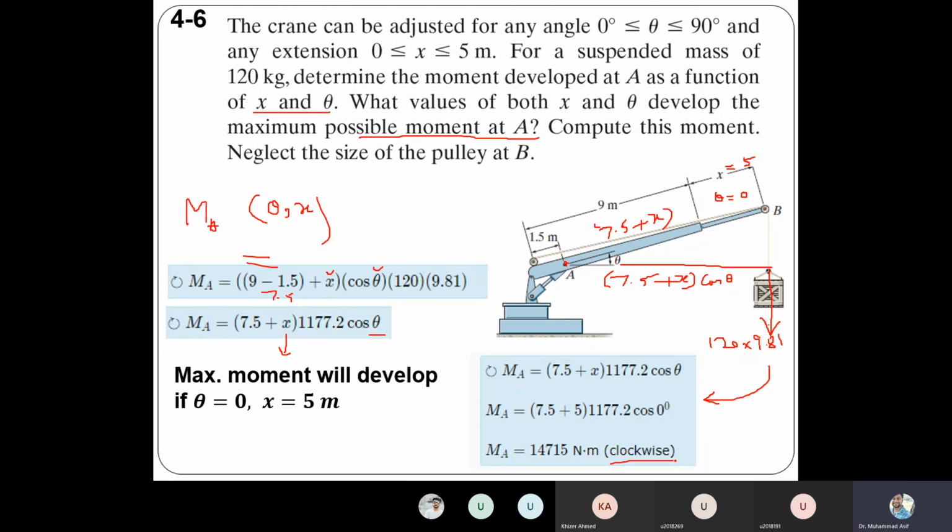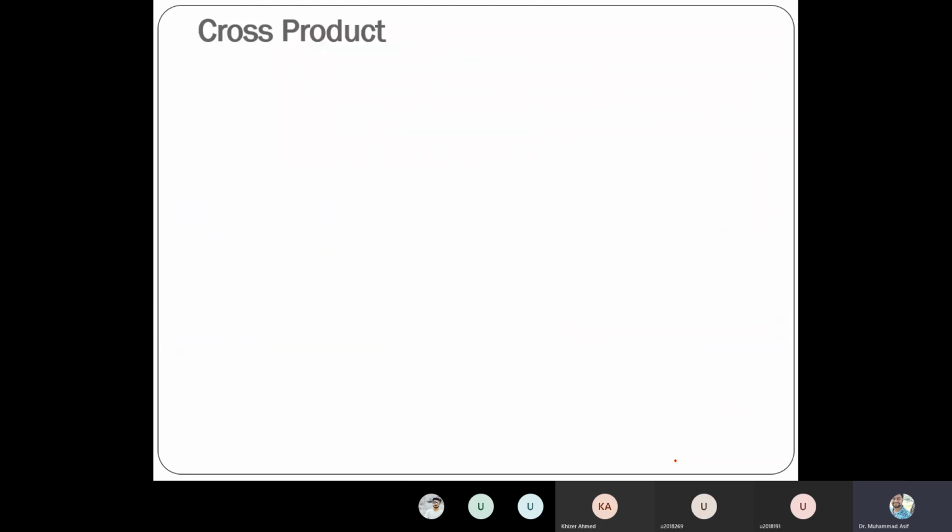So you should know what is the direction of that vector. Moment is a vector, so in that case the direction will be clockwise, right? And then we have the cross product, just like the scalar product. In the scalar product, let's say there are two vectors A and B making an angle theta, and we define the value of the scalar product.